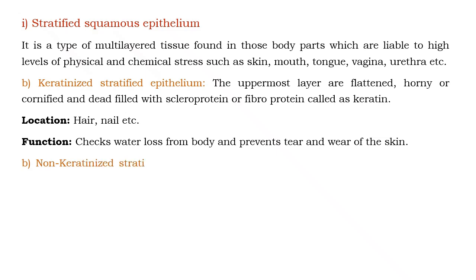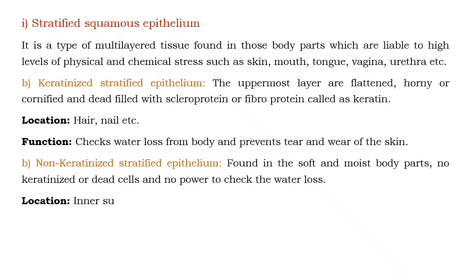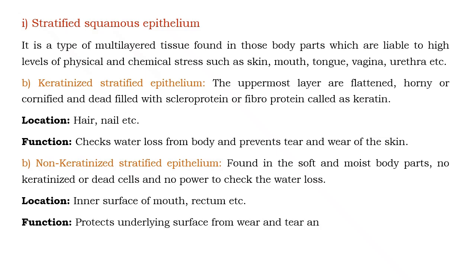Non-keratinized stratified epithelium. Found in the soft and moist body parts, with no keratinized or dead cells, and no power to check water loss. Location: inner surface of mouth, rectum, etc. Functions: protect the underlying surface from wear and tear and from drying.